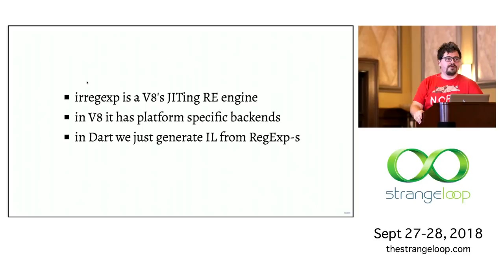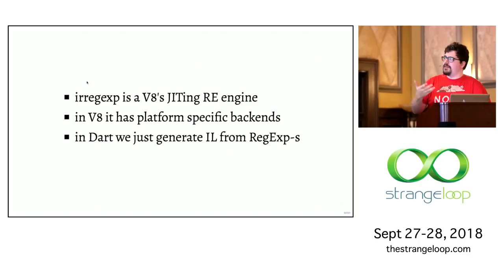And that compilation to machine code was completely platform specific. So if you have a MIPS backend, you need to write it by hand in MIPS assembly. Well, we are not big fans of that. So the way we did it is we just generated the compiler intermediate representation from the intermediate representation of the regular expression compilation engine. And this way, we only had to take the front part of it and the middle part of it, and backends we got for free. And the performance is quite acceptable.